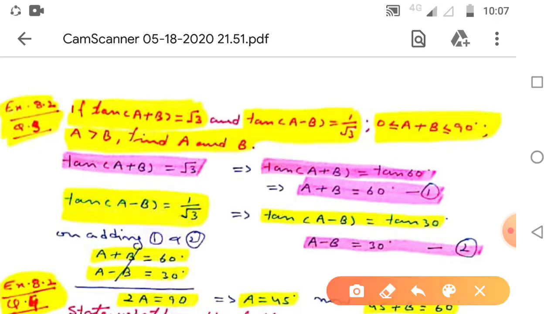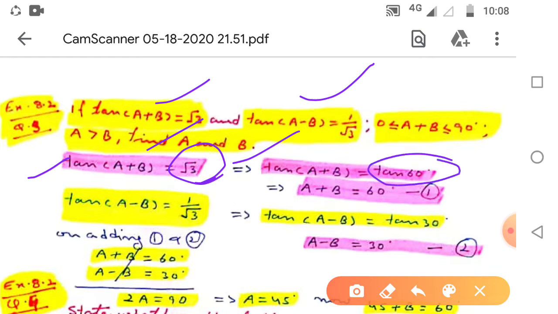8.2 question number 3. So here tan (a plus b) is equal to under root 3 and tan (a minus b) is equal to 1 by under root 3. So we need to find the values of a and b. The first condition is tan (a plus b) is equal to under root 3. But we know under root 3 is equal to tan 60.